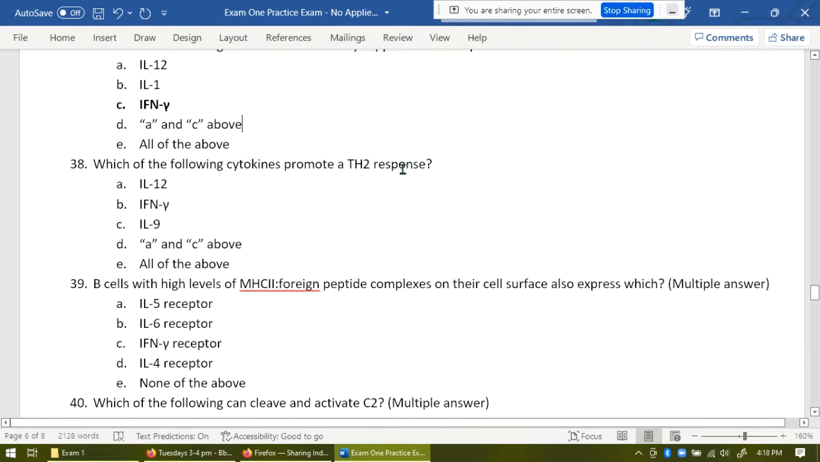Which of the following cytokines promote a Th2 response? IL-12 and interferon gamma both promote Th1 responses. IL-9 is definitely going to promote a Th2 response.